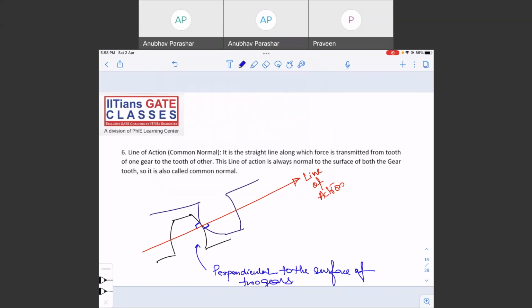Gear tooth to gear tooth, right? So that is why it is also known as common normal, since it is common to both surfaces. Please remember this: the line of action is always normal to the surface of both the gear teeth, so it is called common normal, right? This is the straight line along which force is transmitted.